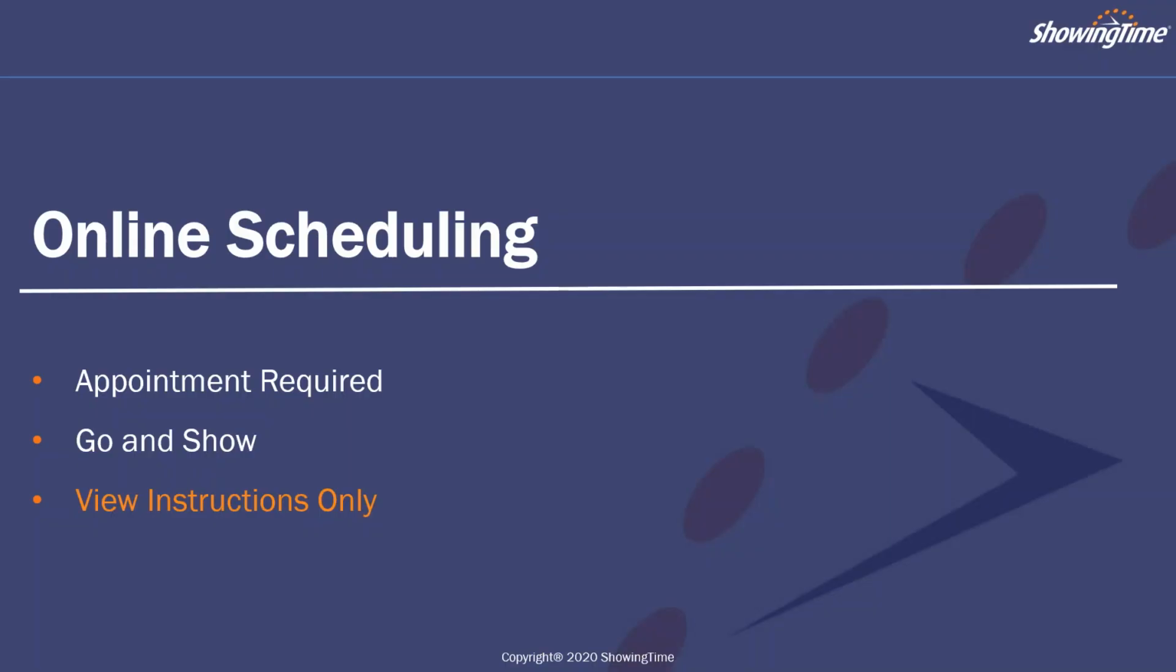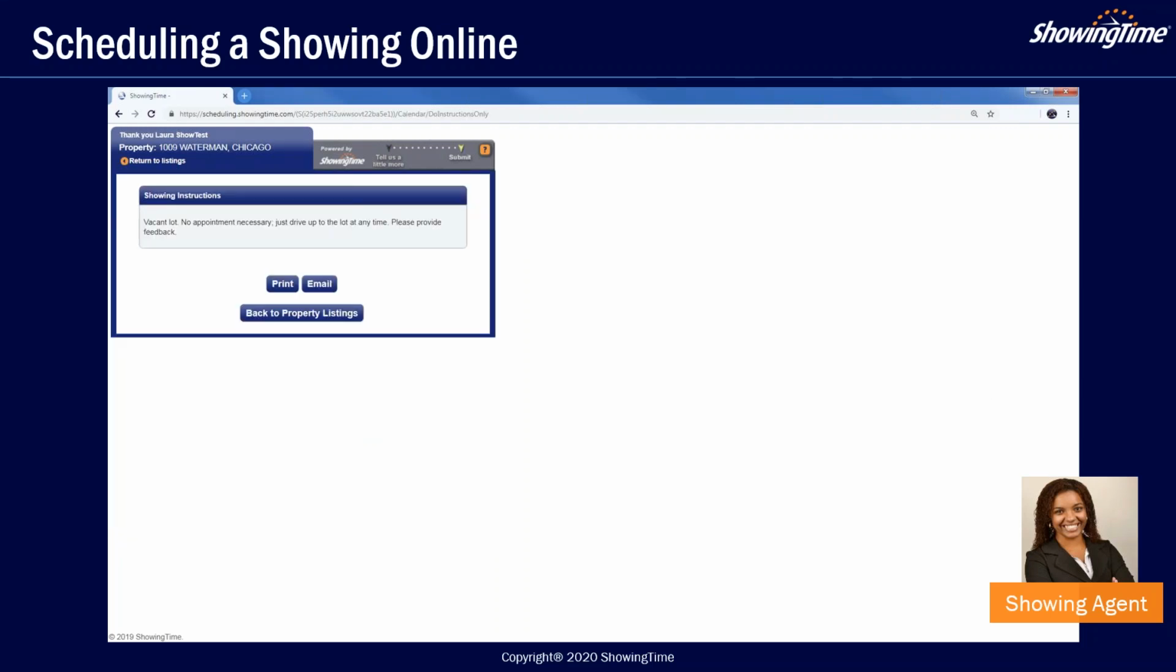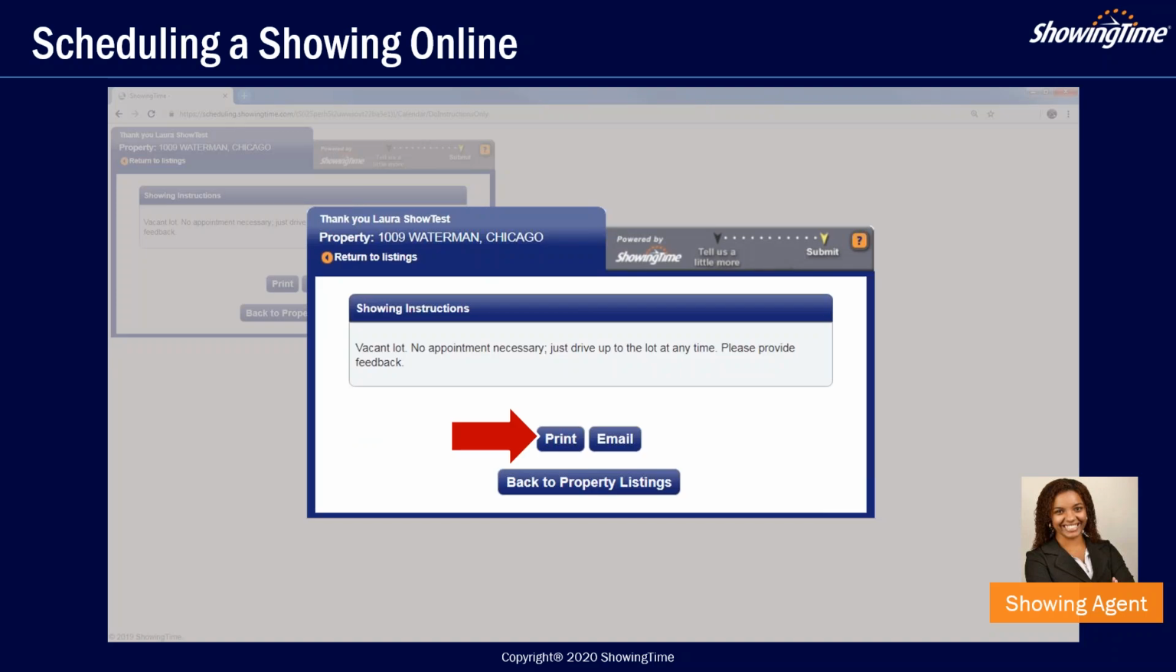And then the third way to configure your listings is view instructions only. This setting is slightly different than the other two, where when you click on schedule a single showing as a showing agent, you'll see there's no appointment calendar, and it directly shows instructions on how to access this listing. We recommend that you print these out to take with you on your showing. And as a listing agent, this setting is great for your vacant lot and land, or if you have new construction properties, you can add the sales office contact information so they can be contacted directly.